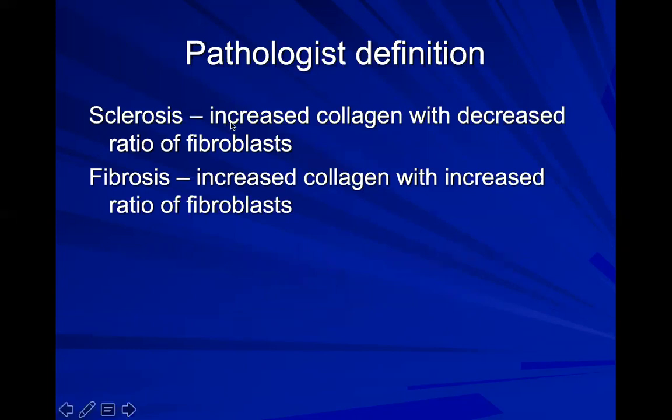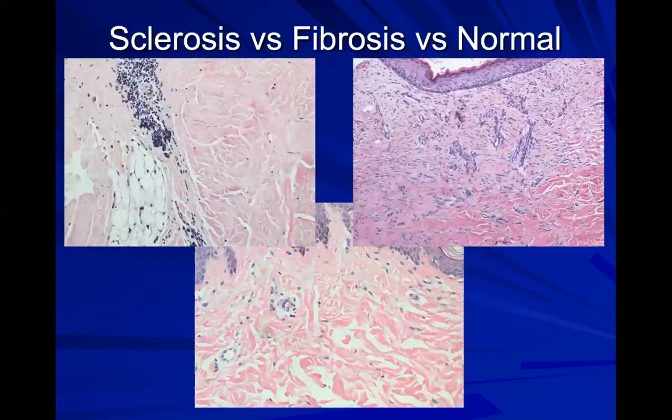So sclerosis I define as increased collagen with a decreased ratio of fibroblasts relative to normal. So this is going to look homogeneous and pink. And fibrosis, in contrast, is increased collagen with an increased ratio of fibroblasts. So it's going to look more cellular than normal skin, but also with increased collagen. So what are we talking about here? This on the bottom is a picture of normal skin. This is the normal, wavy configuration of your reticular dermis. And this is about the normal concentration of fibroblasts in your skin.